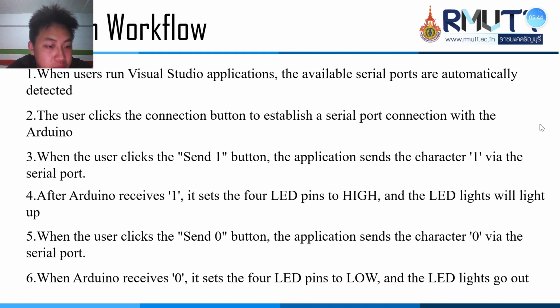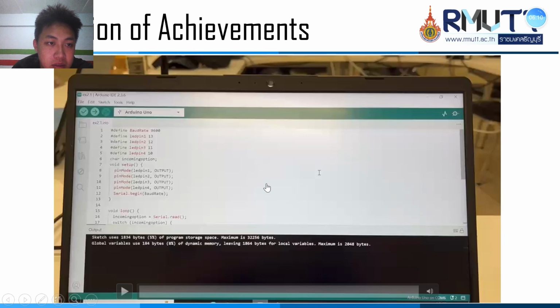The LED lights will light up. The fifth: when the user clicks the Send 0 button, the application sends the character 0 via the serial port. When the Arduino receives 0, it sets the 4 LED pins to low and the lights go out. Okay, let's see the exhibition of achievements.